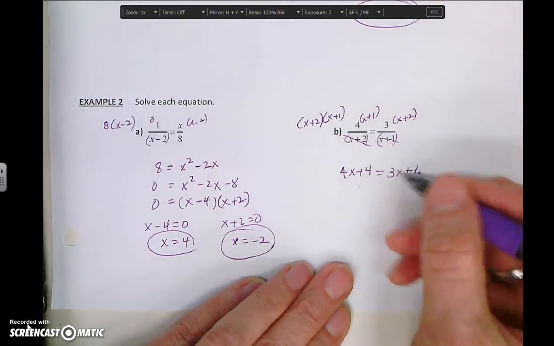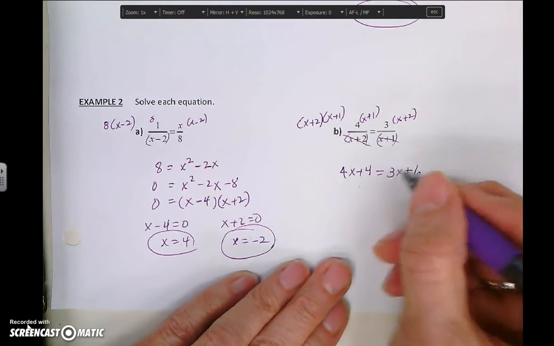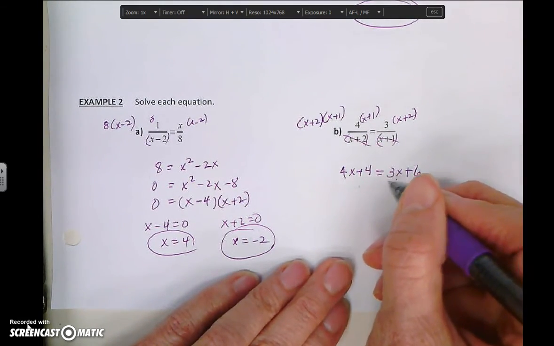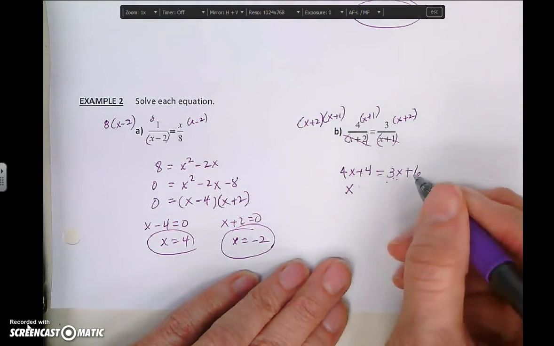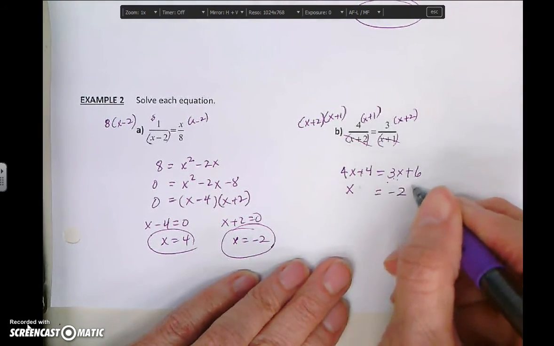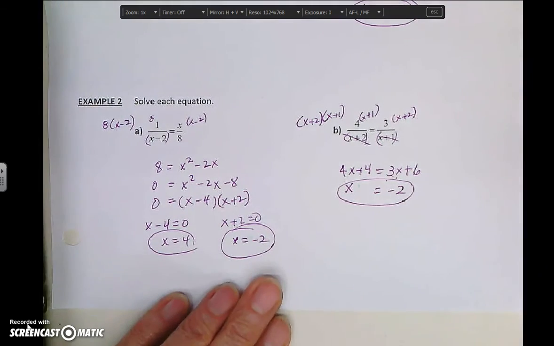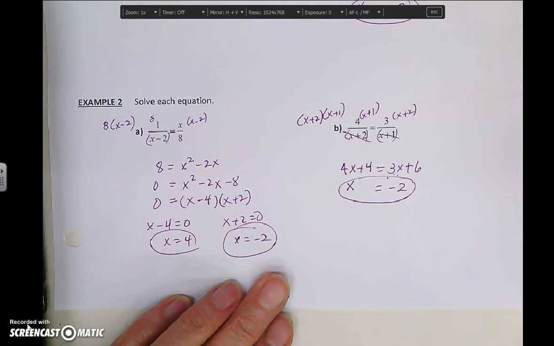This time I don't have a square, so I'm going to isolate my x's, going to subtract my 3x and get x over here. Subtract my 4 and get -2 on that side. All right, so pick up on the next video.